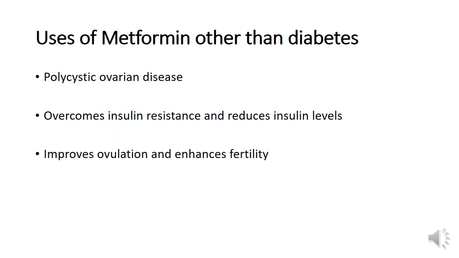Apart from diabetes mellitus, metformin is also used in the treatment of polycystic ovarian disease. Here, metformin improves ovulation and hence fertility, probably because it helps in overcoming insulin resistance and also reduces the levels of insulin in these patients.